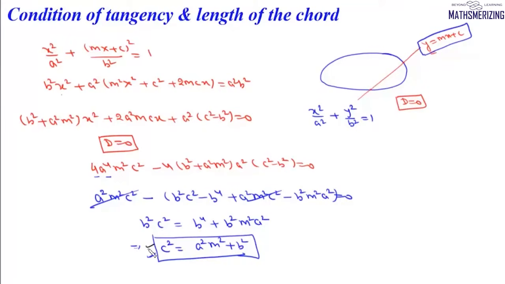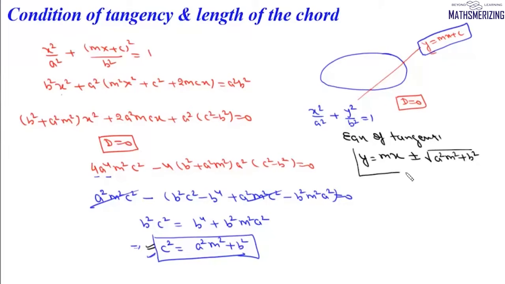Now once we have this value of c, we can also write equation of tangent in terms of slope. So one of the equations of tangent for an ellipse, which is x square upon a square plus y square upon b square equals to 1, is y equals mx. Now in place of c, we'll write under root of a square m square plus b square. So it will be y equals mx plus minus under root of a square m square plus b square, and that is the first equation of tangent in case of an ellipse.